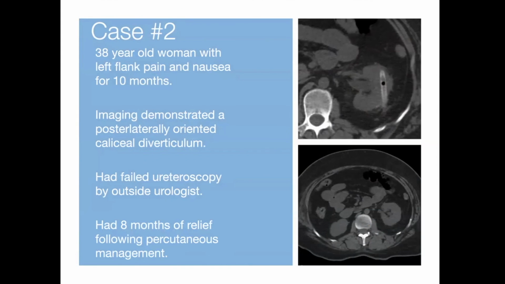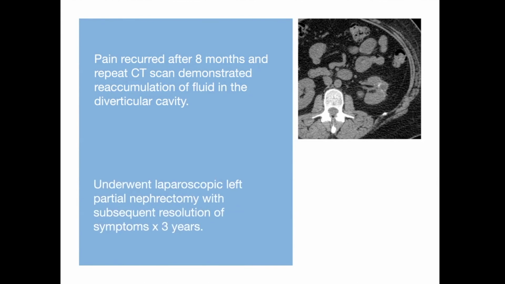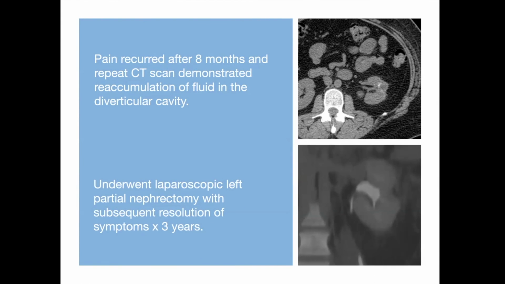Here's that patient I mentioned earlier, a 38-year-old woman with left flank pain, posteriorly oriented caliceal diverticulum, had failed an outside attempt at ureteroscopy, and had 8 months of relief following percutaneous management, but unfortunately, her symptoms recurred after reaccumulation of fluid in the diverticular cavity. This patient was then taken for a partial nephrectomy and subsequently had resolution of her symptoms.